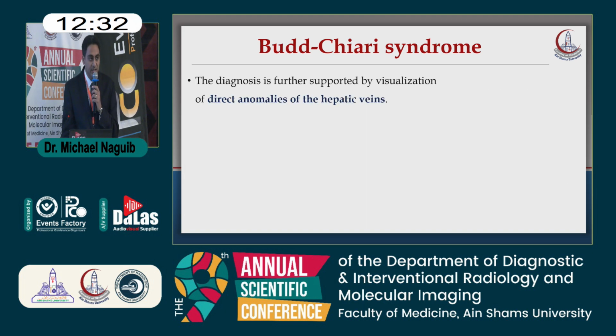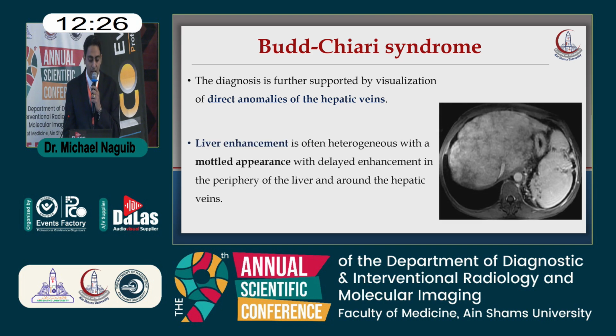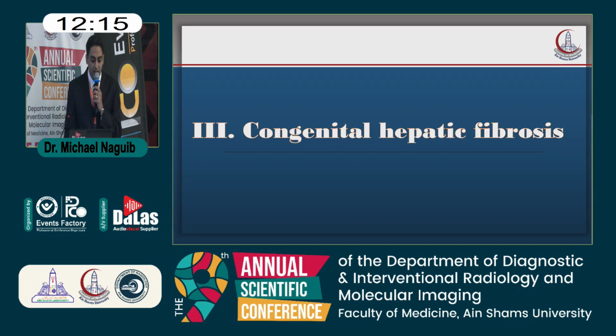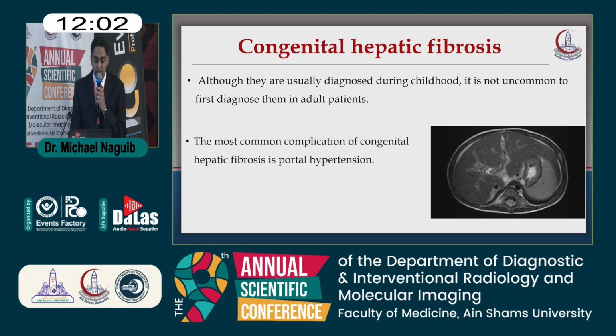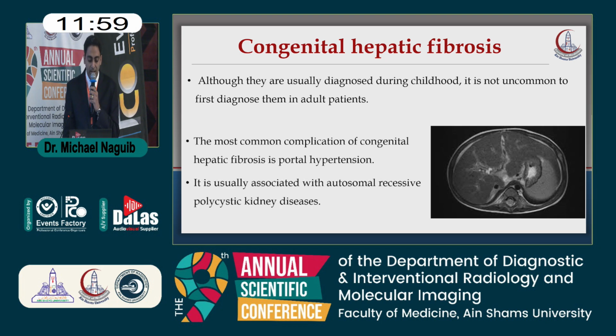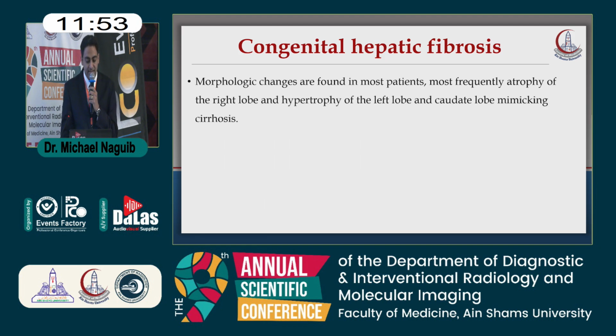The diagnosis is further supported by direct visualization of anomalies at the hepatic veins. In post-contrast images, the liver enhancement is heterogeneous with mottled appearance, with delayed enhancement at the periphery of the liver and around the hepatic veins. Third, with congenital hepatic fibrosis. This entity is usually diagnosed during childhood, but it's not uncommon to first see it in an adult patient. The most common complication is portal hypertension, and the most common association is autosomal recessive polycystic kidney disease.